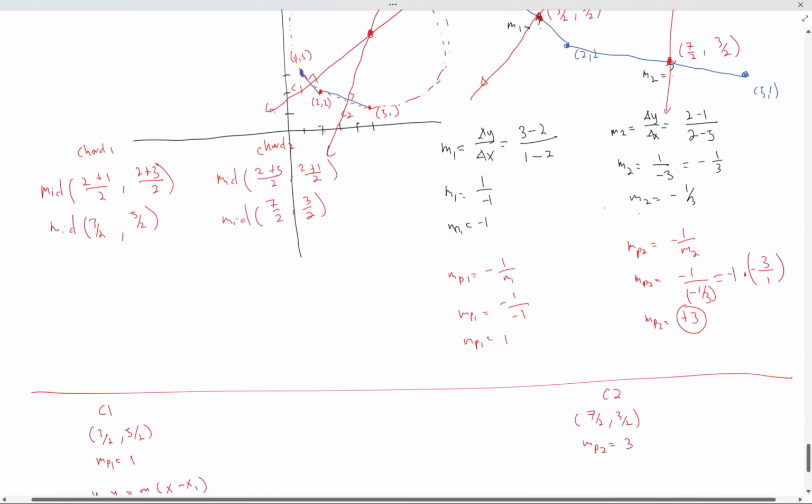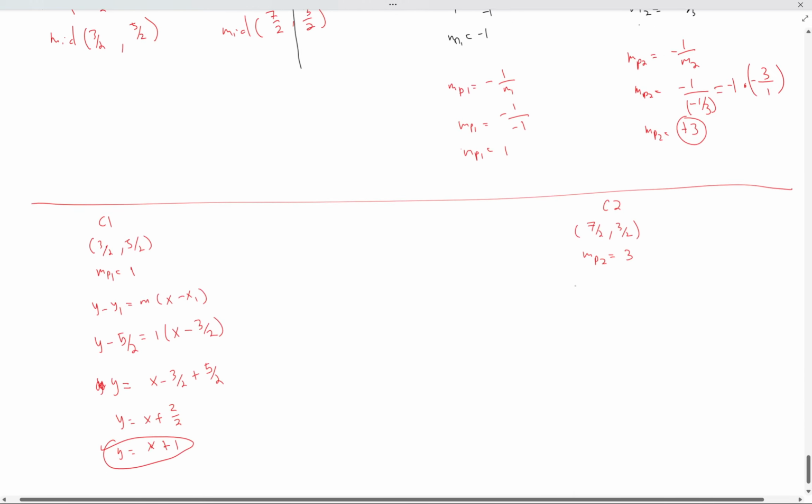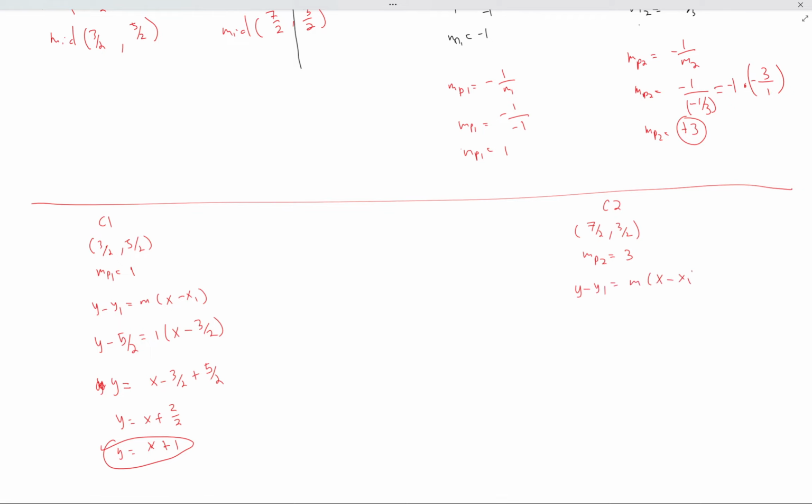Now for the other perpendicular bisector, you just use the same method. You have y minus y sub 1 equals m times x minus x sub 1.